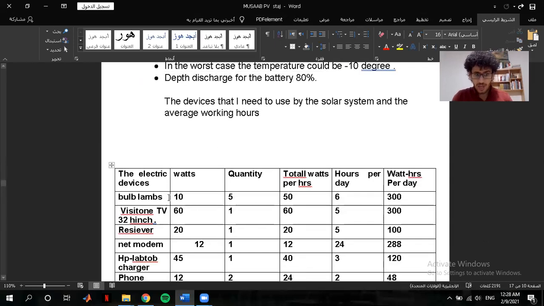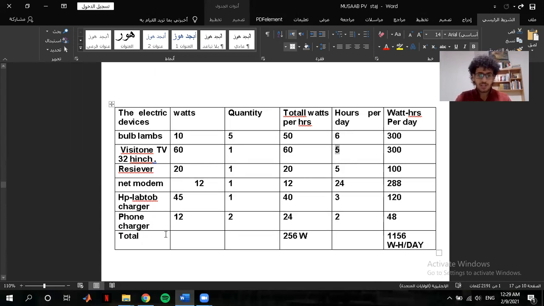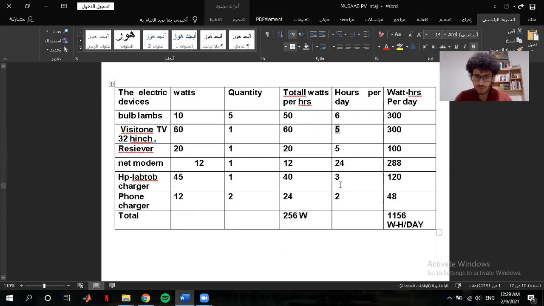What elements do I have in my house? I want to light five 10-watt lamps. I have a TV, a 32-inch, and a receiver. Both the TV and the receiver will be on for 5 hours. A net modem, which is 12 watts, will be on for 24 hours. An HP laptop charger will be on for 3 hours.